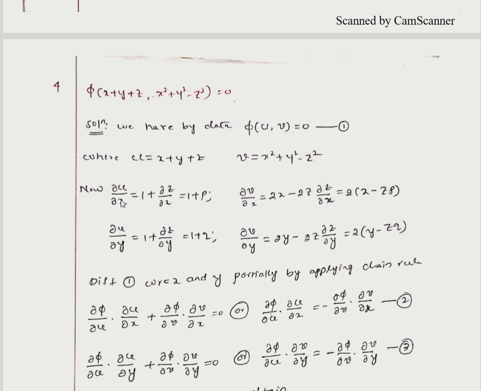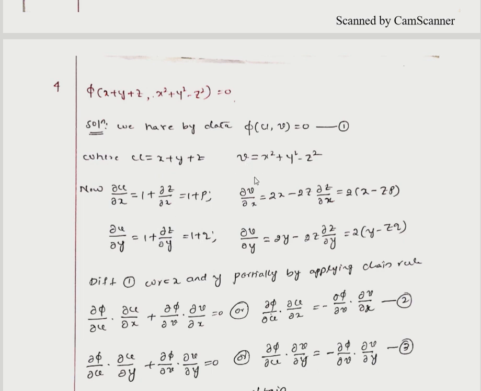What is ∂u/∂x? Differentiation of u partially with respect to x. ∂u/∂x is equal to, what is the differentiation of x? That is 1, plus, with respect to x, y is constant, 0. Here what is the differentiation of z with respect to x? ∂z/∂x, that is equal to 1 plus p. Similarly, differentiate this function partially with respect to y, ∂u/∂y is equal to 0 for x, since it is constant with respect to y, plus 1 for y, plus the differentiation of z with respect to y, ∂z/∂y, that is equal to 1 plus q.